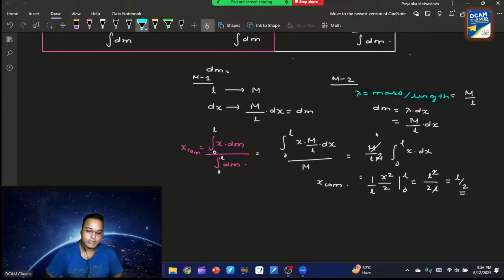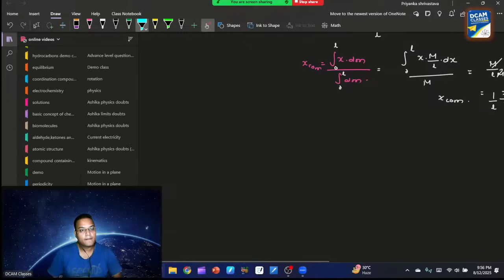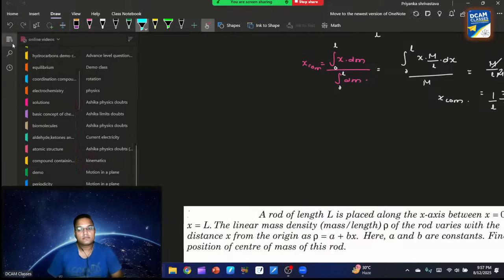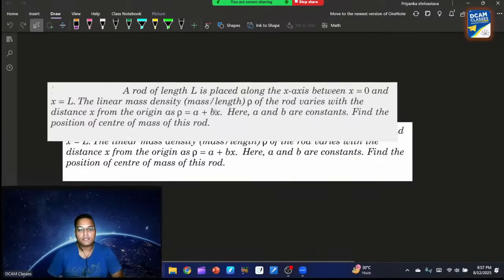Just tell me, did you understand the concept or not? Everyone understood now? How to find the center of mass for uniform bodies? Yes, sir. Now see, this is a question on this.